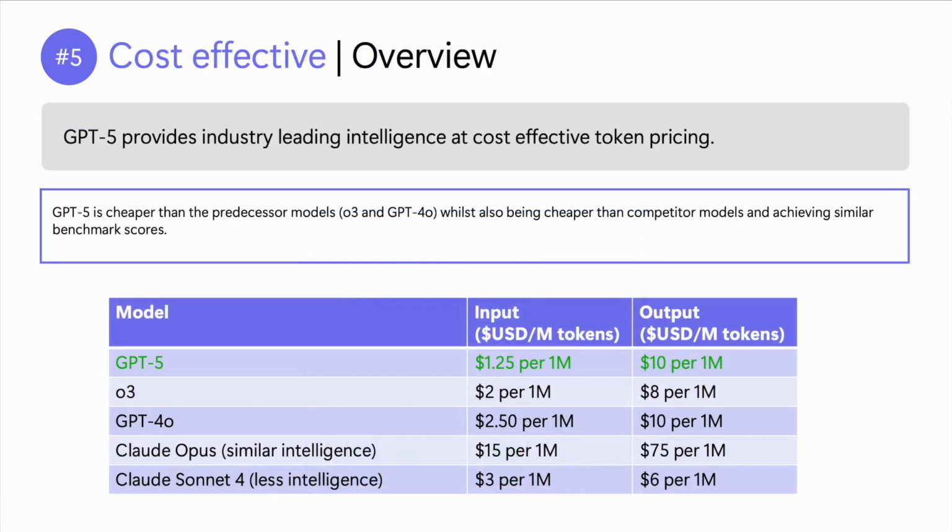Now, cost is a big one, and GPT-5 provides industry-leading intelligence at cost-effective token pricing. So GPT-5 is cheaper than the models that came before, and also cheaper than competitor models while achieving similar benchmark scores. So this is really important for day-to-day practical performance, access to the highest levels of intelligence. And of course, it's a family of models with much cheaper models in there too. With that model router, you can drive a lot of cost optimization. But just looking at the most intelligent models, you can see how it compares on price.